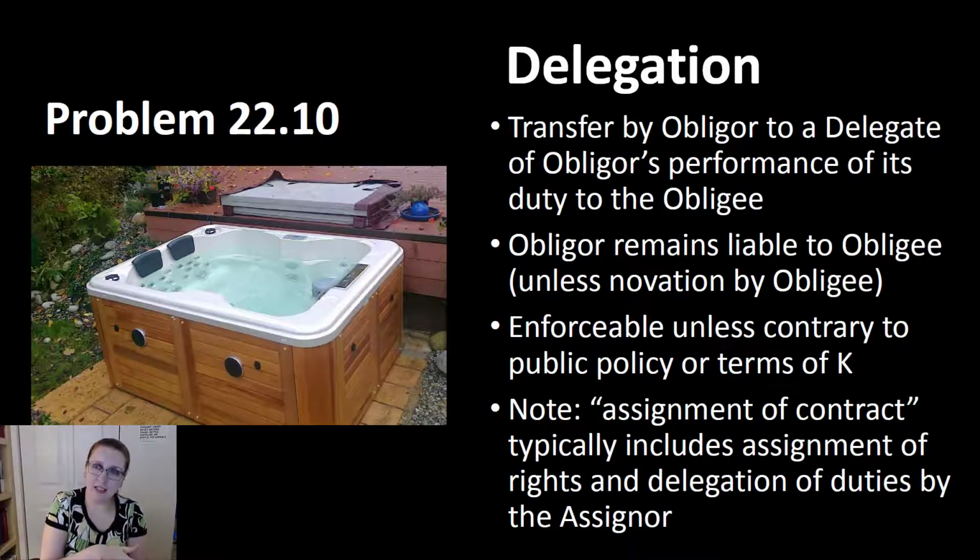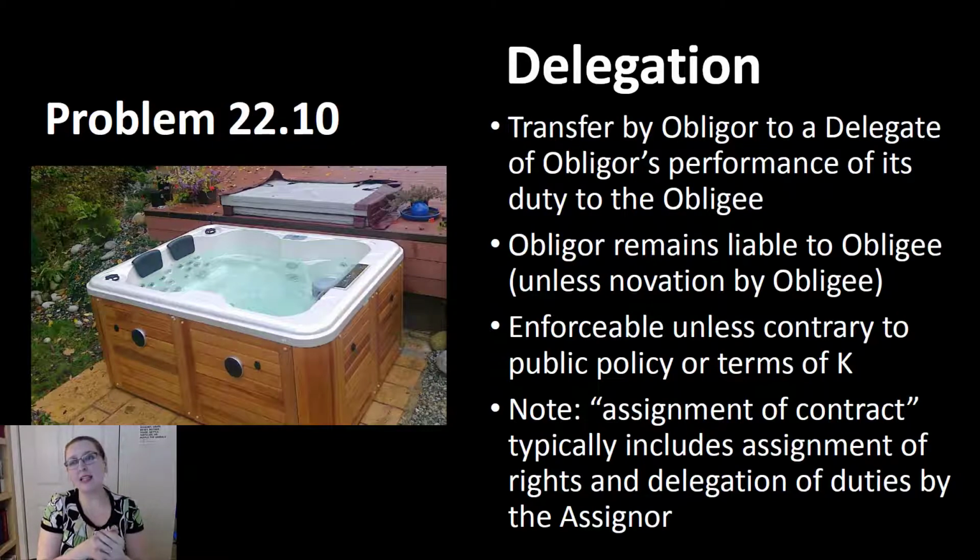Similar to assignment, a delegation of your duties is enforceable unless it's contrary to public policy or the terms of your contract. And just a language note, typically when we talk about assignment of a contract, we're including assignment of rights and delegation of duties by the assignor, the party that's doing the assignment, because typically the assignment of the contract is such that you're saying, okay, this is my contract with the original party. I'm giving it all to you. You get all of the benefits, you take all of the burdens under these contracts.